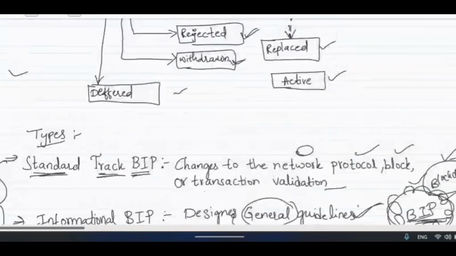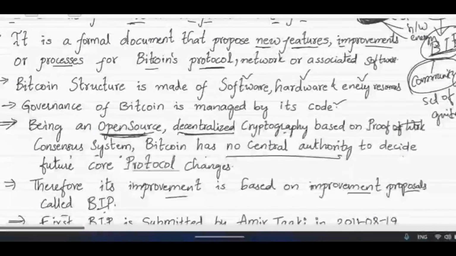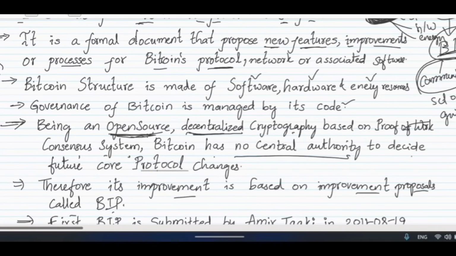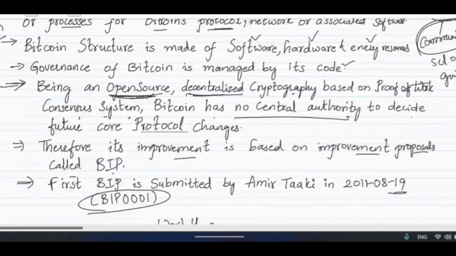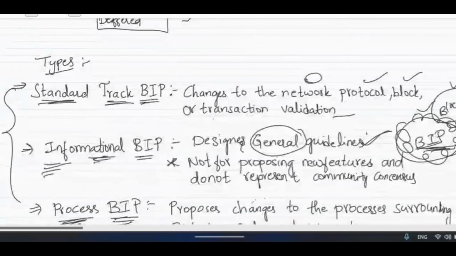When they ask you anything about the BIP, you have to write what BIP is. First tell what Bitcoin is, and then tell what BIP is, and then show this workflow diagram, and then just write about these three types.